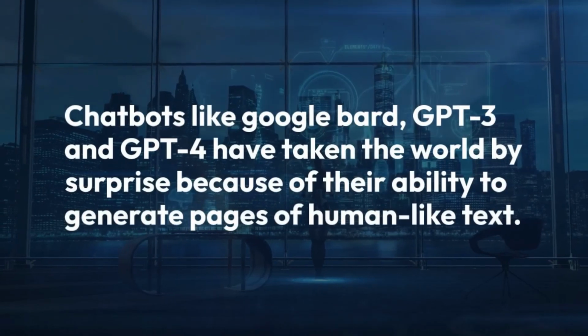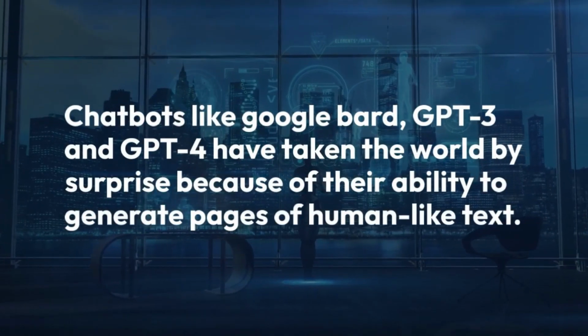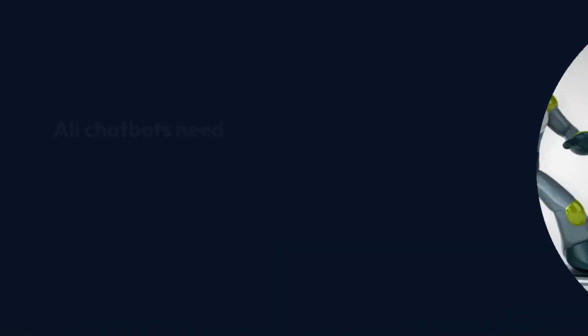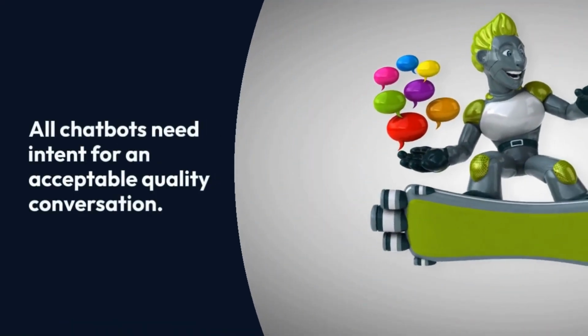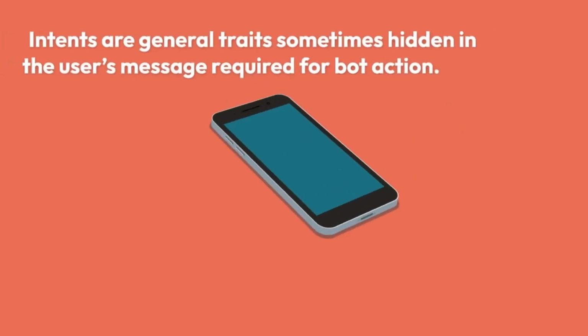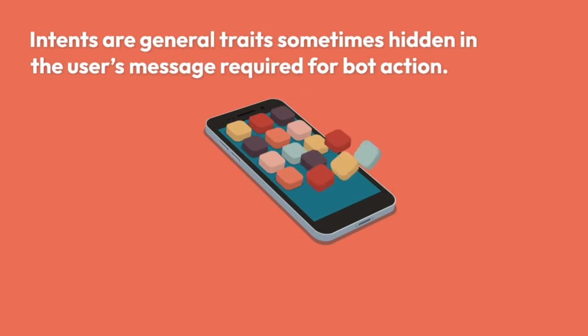Chatbots like Google Bard, GPT-3 and GPT-4 have taken the world by surprise because of their ability to generate pages of human-like text. All chatbots need intent for an acceptable quality conversation. Intents are general traits, sometimes hidden in the user's message, required for bot action.